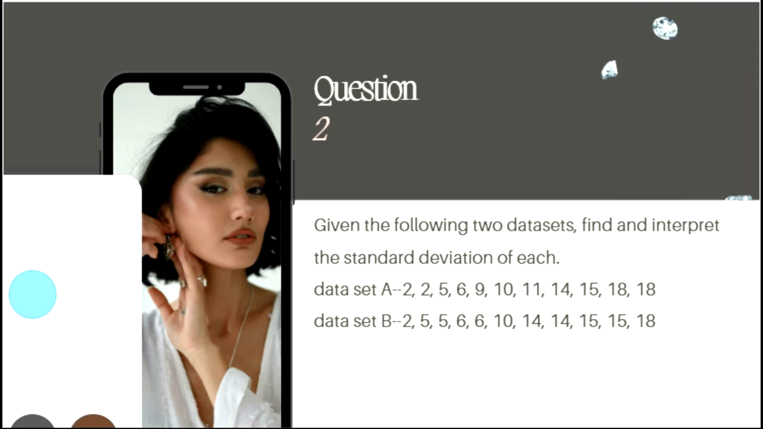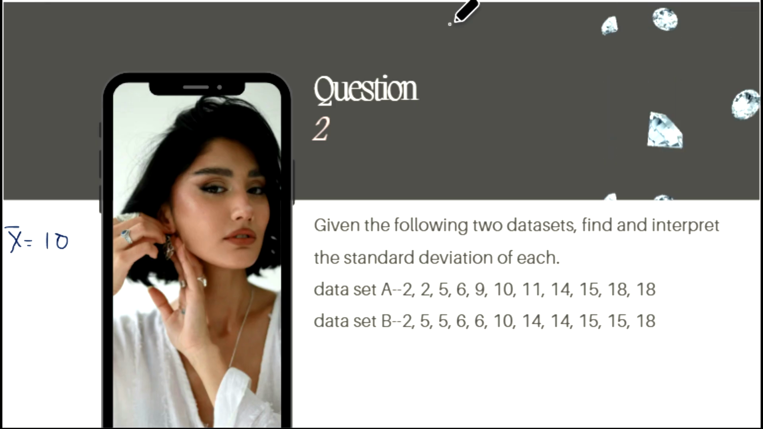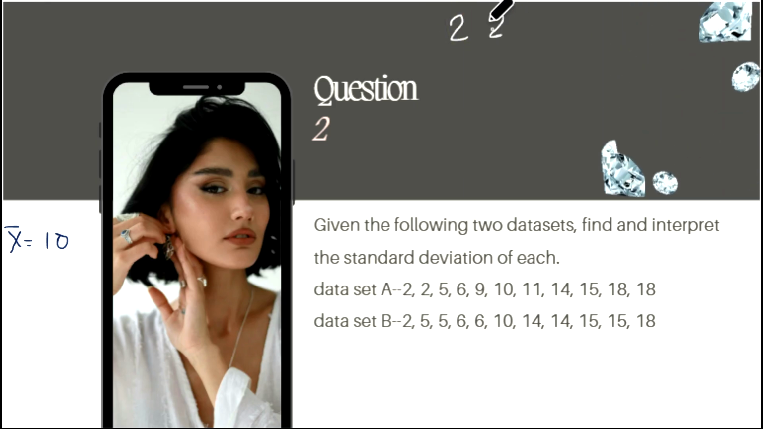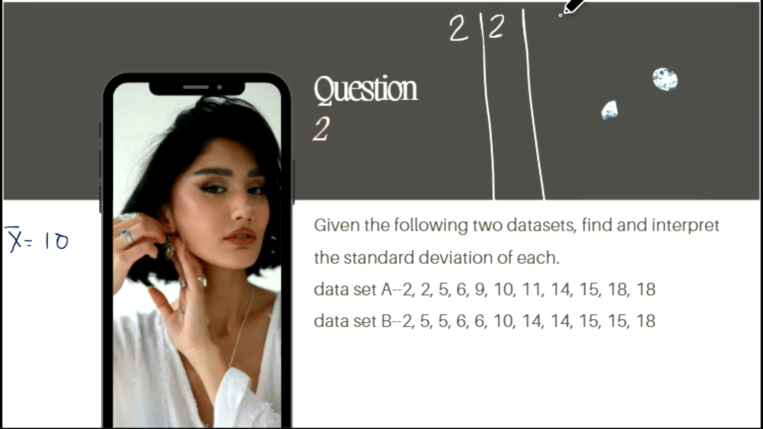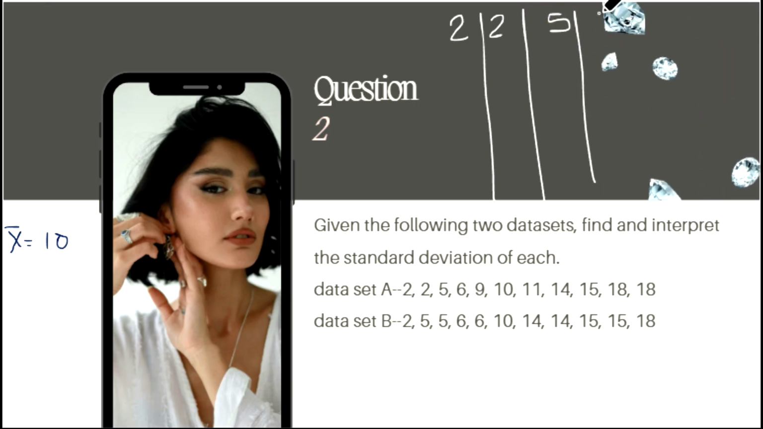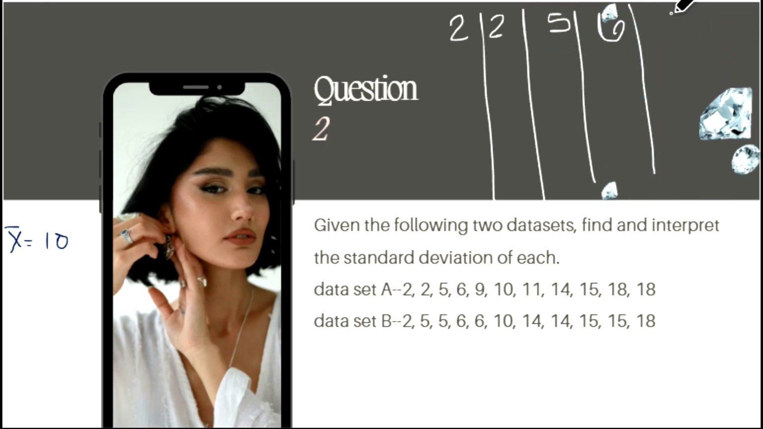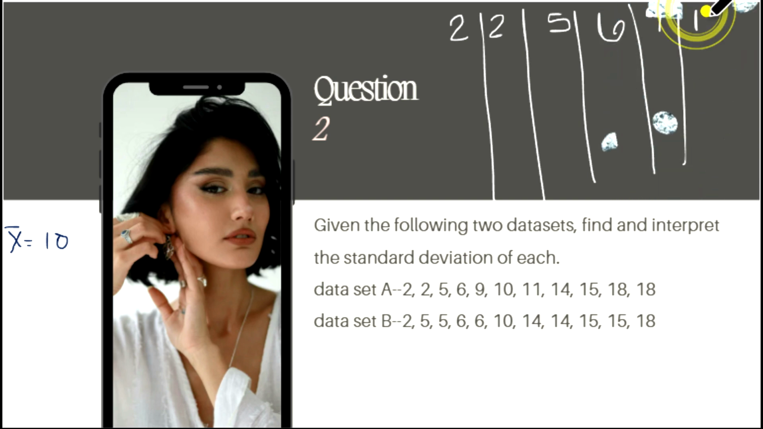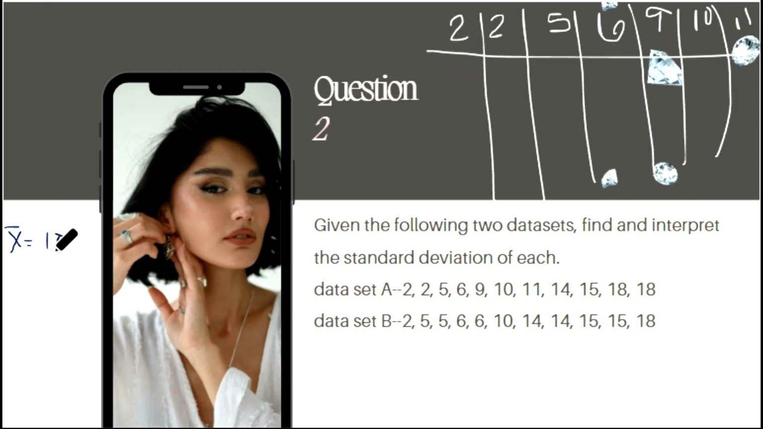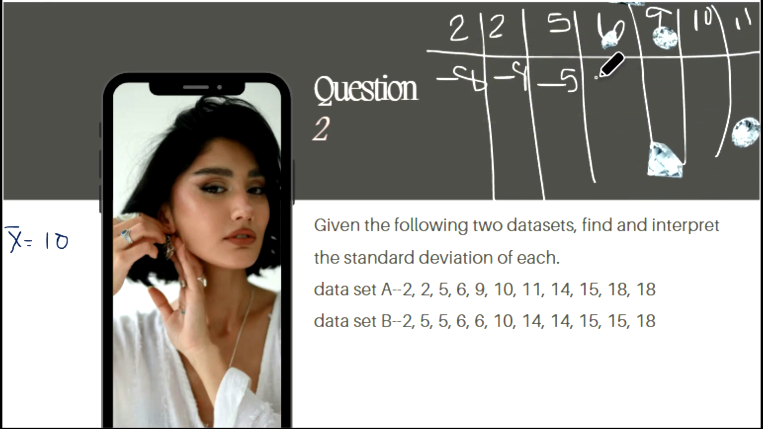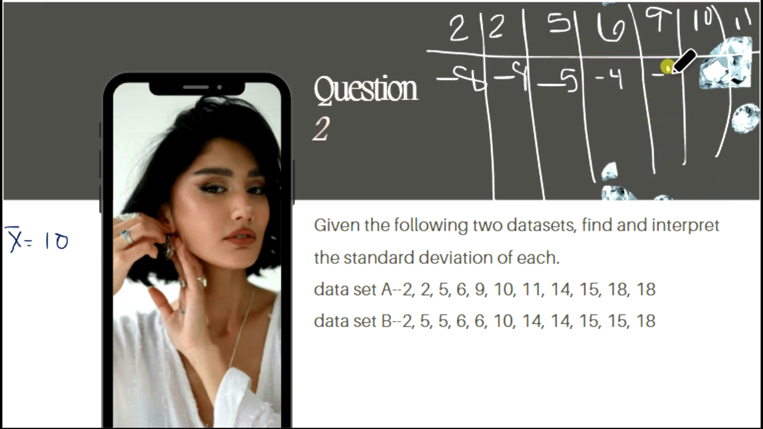Let me change my pen color, and we're going to go 2, 2, 5, 6, 9, 10, 11, and then it goes on and on. So you're going to find the difference between this and the mean. So 2 minus 10 is -8, -8. 5 minus 10 is -5. 6 minus 10 is -4. 9 minus 10 is -1. 0, +1. You would do that for all the numbers.